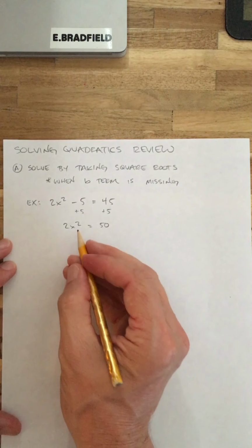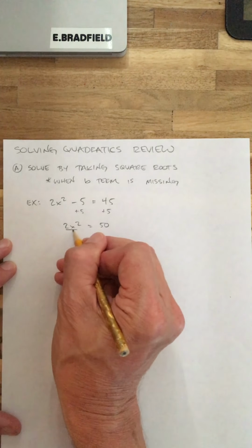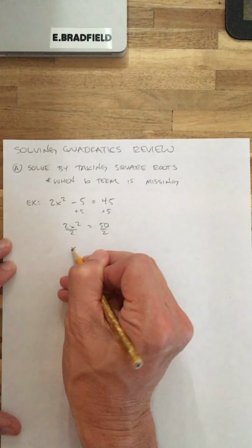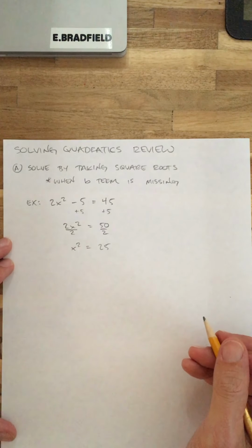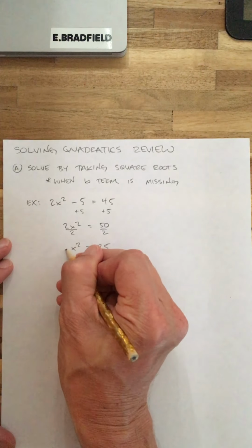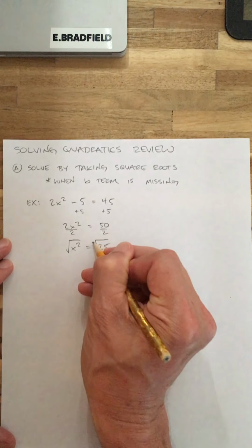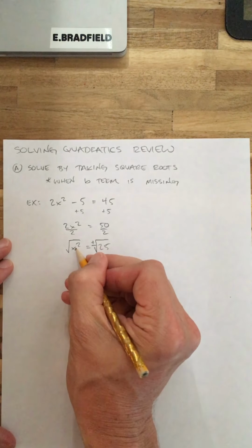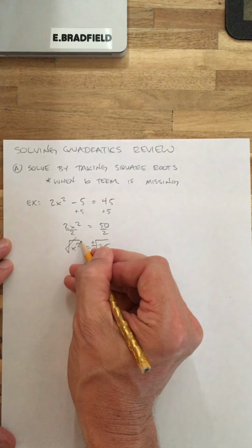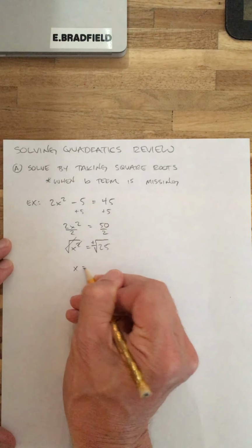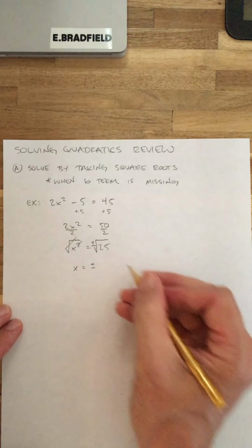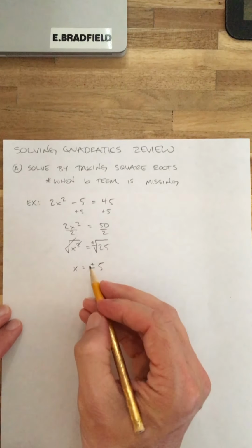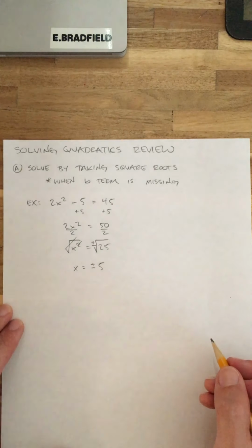Then we're going to get that x squared by itself by dividing by 2, and we get x squared equals 25. Now all we have to do is take the square root on both sides. Don't forget your plus and minus. The square root cancels the square, so you're just left with x equals plus or minus the square root of 25, which, if you look at your list, is 5. So we have two answers, positive 5 and negative 5.